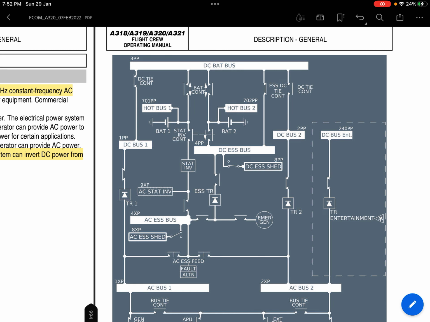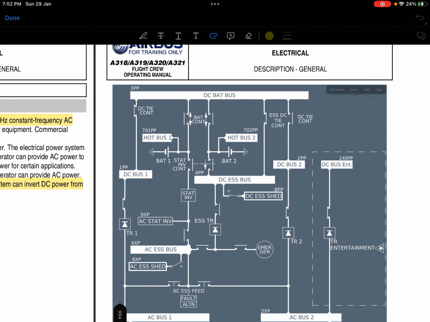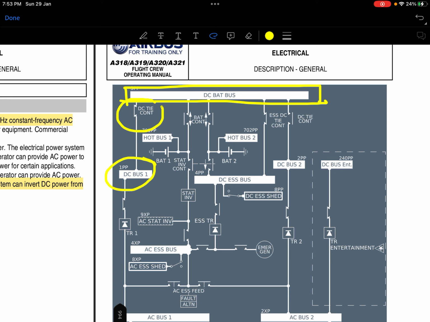Okay, in normal configuration, DC bat bus gets its supply from DC bus 1 through a DC tie contactor. This is the relay they were talking about. Through a DC tie contactor, DC bat bus gets supplies from DC bus 1.